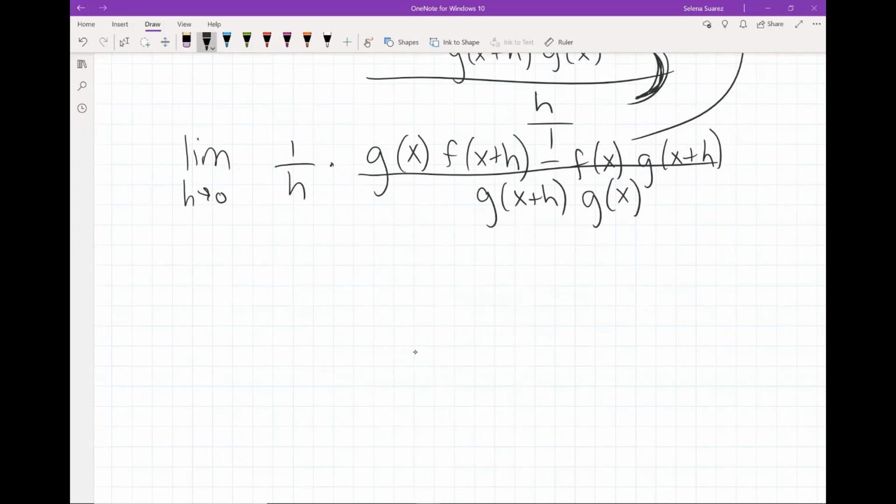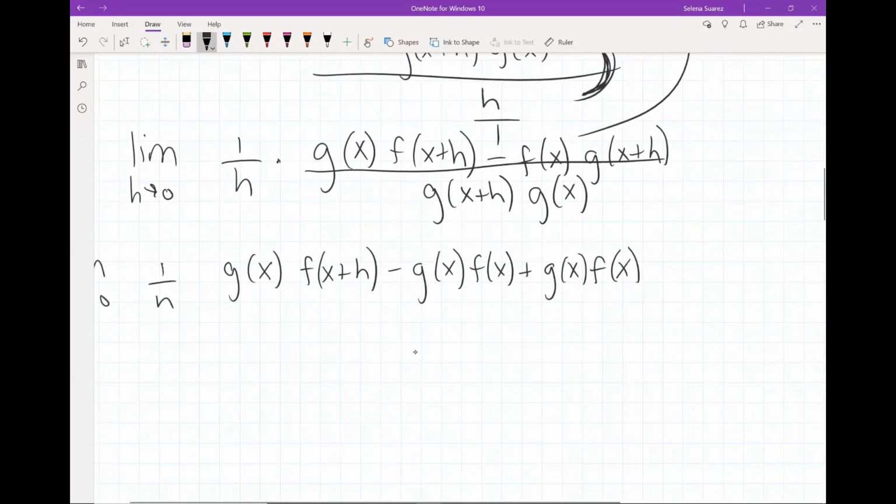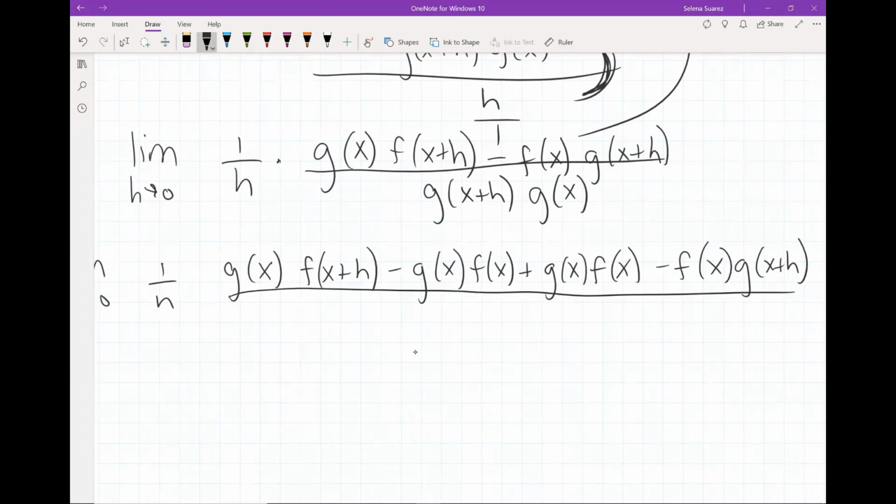All right, now from here, basically I can add in 1 over h. I'm going to keep this first part here, and then I'm going to do minus g of x times f of x, and then add g of x times f of x. That just cancels out, so I'm not changing the equality, and I'm going to bring everything else down. I have this, and this is all over g of x plus h times g of x. Okay, so I have this.